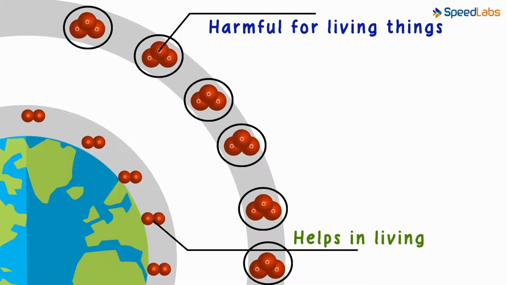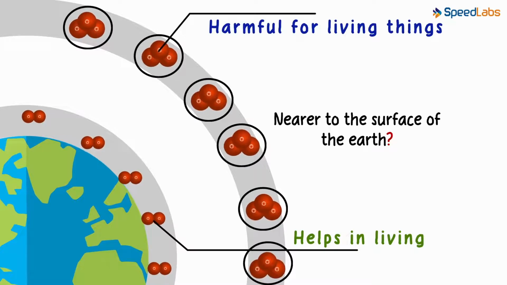Why don't we have these molecules nearer to the surface of the Earth then? That's because they are not stable near the Earth. They form a layer high above in the atmosphere. But do you think they can harm us even at that distance?